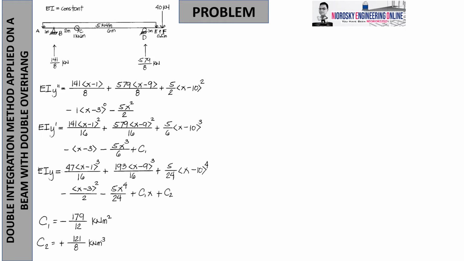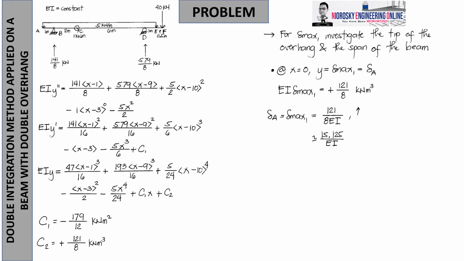Now, let us check first the delta maximum. To investigate the delta maximum, an automatic candidate is the tip of the overhang, which, we have two: tip point A and tip letter F, okay? And the span of the beam. As we can see, there's only one span on the beam. So therefore, there are three possible candidates: delta A, delta F, and a delta max within the span. The span is BD, no?